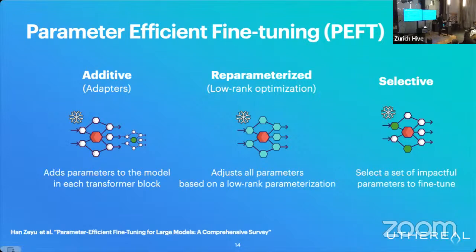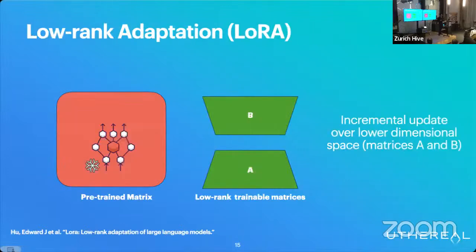So I'll leave additive and selective aside, but I'll focus a bit on reparameterization. The core here is LoRa, low rank optimization. So we start with a pre-trained model. A pre-trained model can be looked at as just a matrix of weights. You take this matrix of weights and you understand that there's a low rank version of these weights. From linear algebra, we can understand that any matrix, given some constraints, can be represented as the multiplication of two other matrices, so A and B in this case.